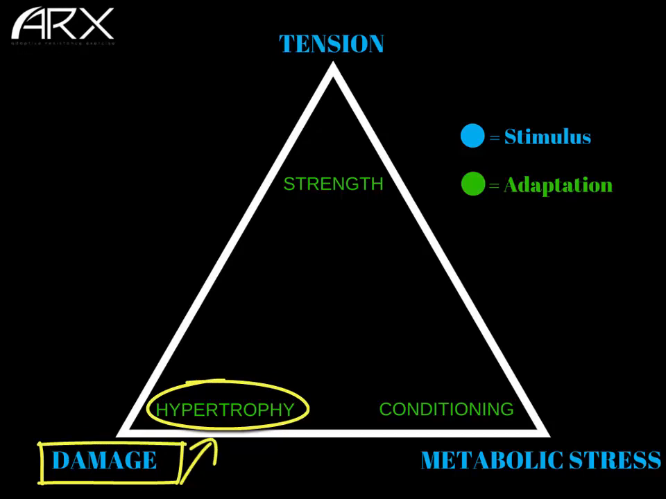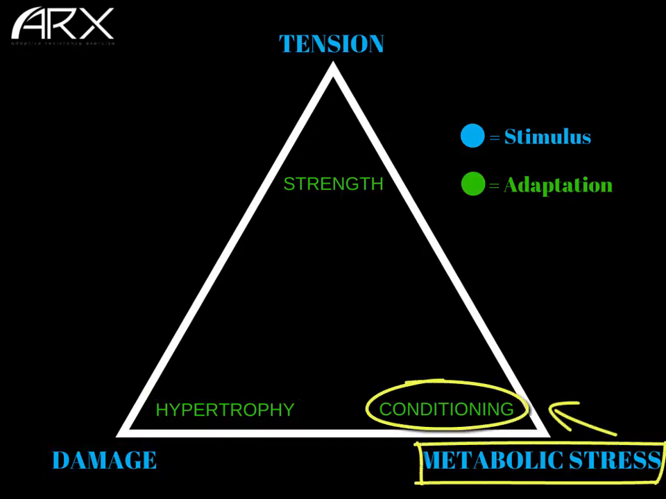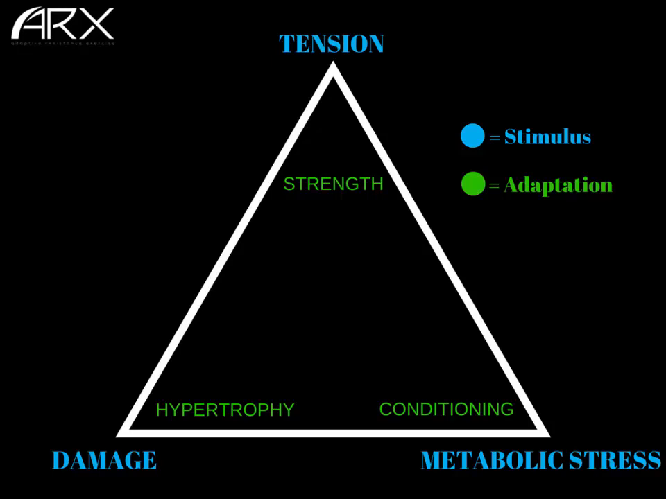And the adaptation to this damage is the body builds it back bigger. So hypertrophy, muscle mass, mass gain, cross-sectional area increase of the actual muscle fibers. And then metabolic stress is a stimulus that causes a conditioning adaptation. The accumulation of byproducts of fatigue, and you're breathing hard and your heart's beating, that's metabolic stress. And the degree to which you can stimulate that is the degree to which your body will improve its conditioning as a response. So that's the basics.